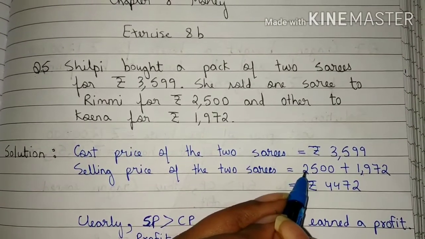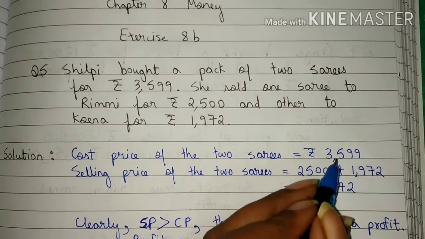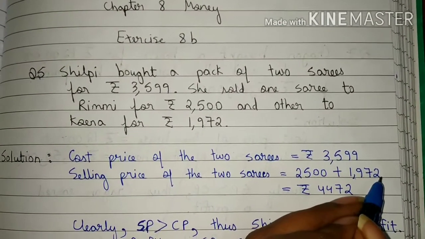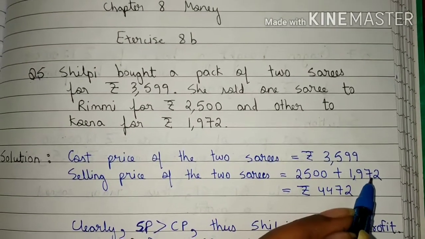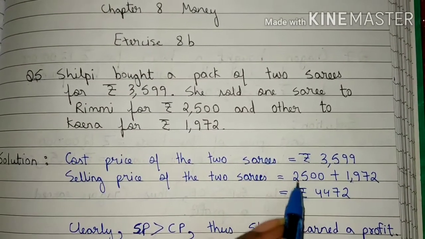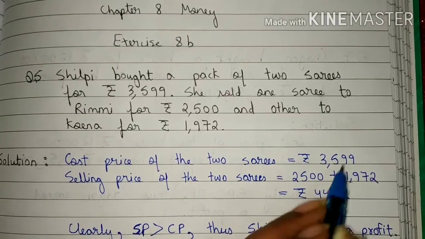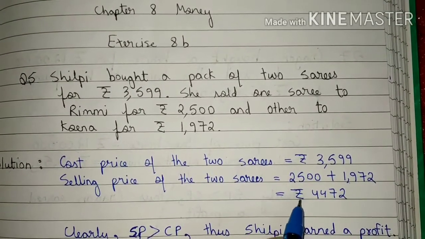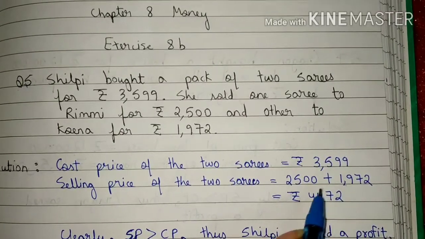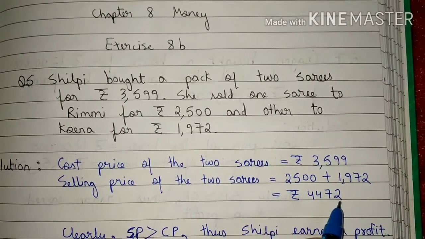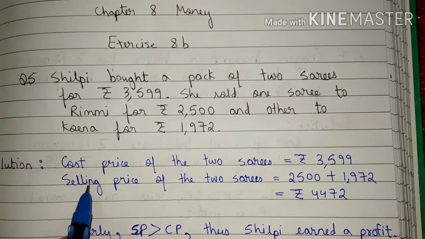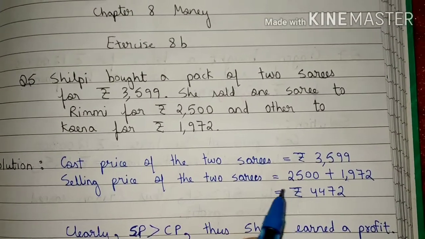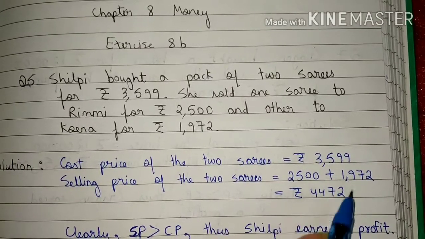So for Shilpi, the selling price of the 2 sarees is 2500 plus 1972. Now students, when you add 2500 plus 1972, you will get the answer rupees 4472. So for Shilpi, the selling price of the 2 sarees is rupees 4472.